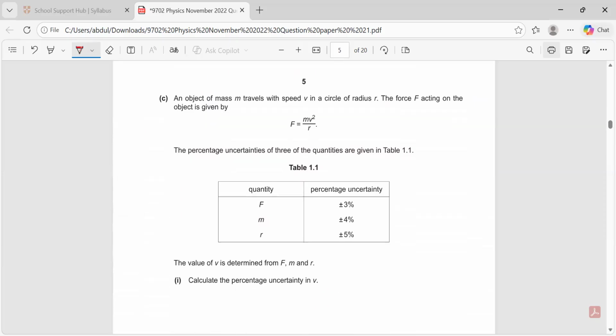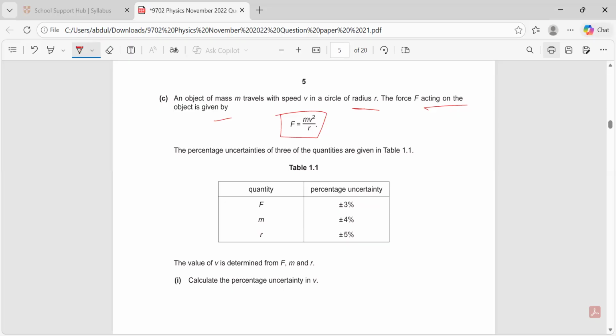An object of mass m travels with a speed v in a circle of radius r. The force acting on the object is given by F is equal to mv squared over r. In general, this force is the resultant force, or we call it centripetal force, which is always directed toward the center of the circle or the curved path.